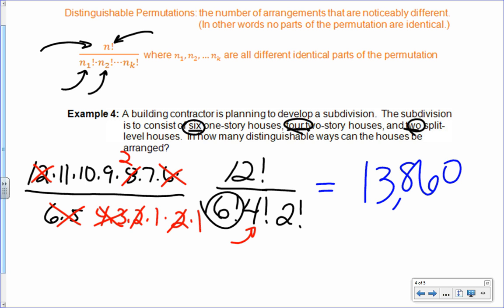13,860? Surprised by that number? Seems kind of high, but if you just did 12 factorial, that's much higher, right? You're just jumbling them up. Okay, but we're saying we want to be able to tell that they have been changed. Is that very clear to you? The difference between this one and the other one? This is something I have to actually be able to tell that it changed. Okay.